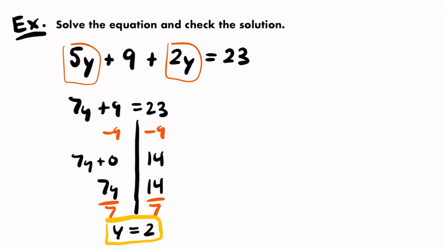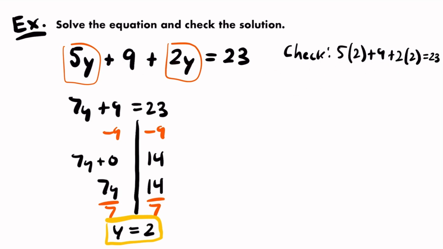But let's check it. Let's make sure that that is the solution to this equation. Let's use it in its unsimplified form, just in case we added our like terms incorrectly when we got it in this form. And so if we check our work, we want to plug 2 in for each of those y's. We'll have 5 times 2 plus 9 plus 2 times 2 equals 23. All right, I just used this equation right here, but replaced each of those y's with 2.